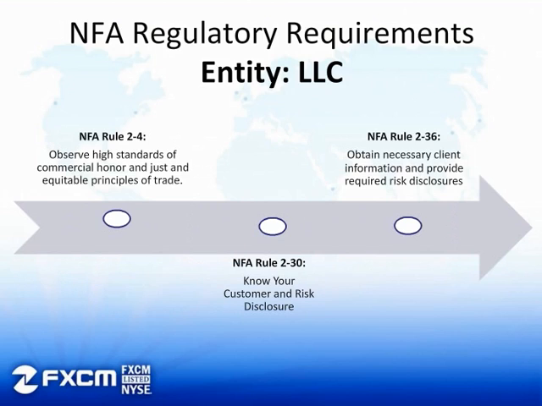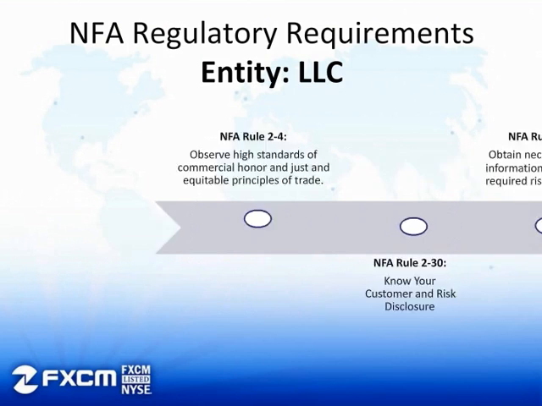NFA Rule 2-36 requires us to obtain necessary information from all customers and provide them with disclosures that discuss the risks of Forex trading. Due diligence must be exercised to obtain the information necessary to make a determination of a client's financial situation, and risk disclosures must be provided at or before the time the client opens their account. This rule also requires FXCM to verify client information annually for material accuracy if we are acting as a counterparty to the client's efforts.